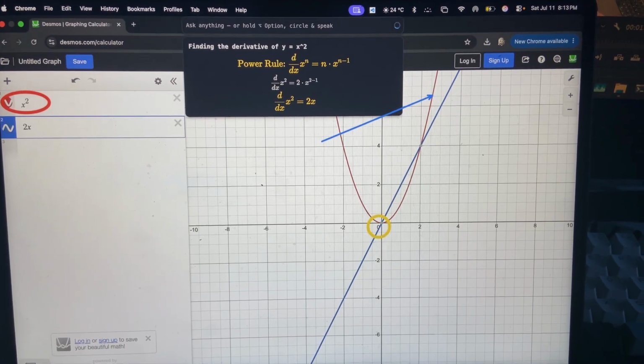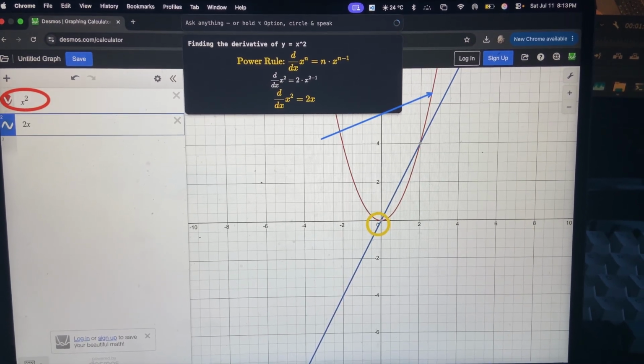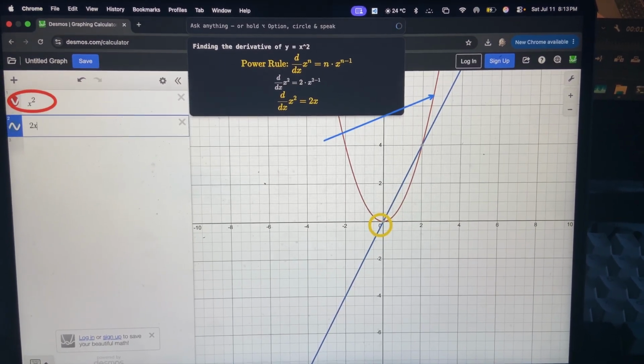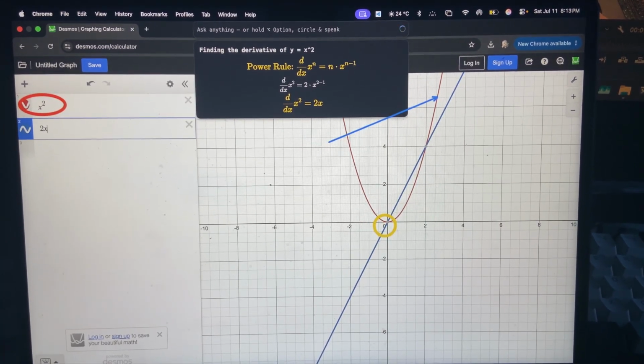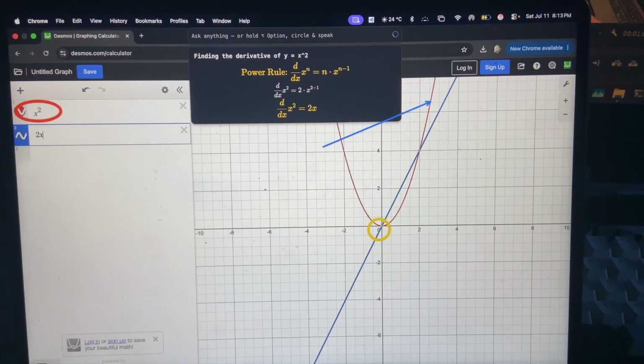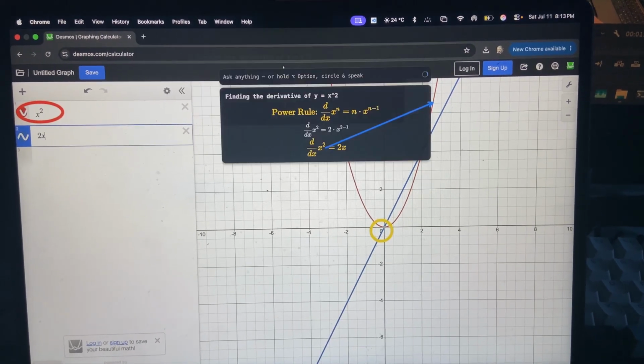The derivative of x squared is 2x. Using the power rule, you bring the exponent 2 down to the front and reduce the power by 1, giving you 2x, a straight line that shows how steep the curve is at every point.